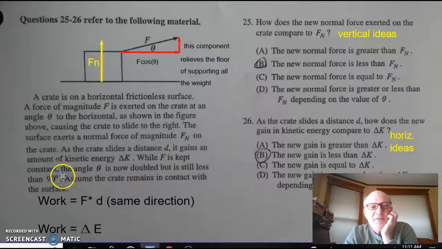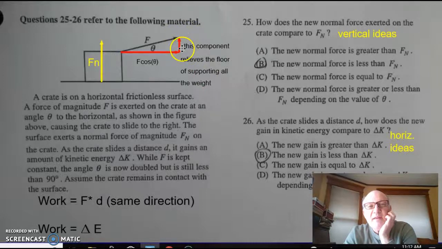Now, F is kept the same, but the angle is now doubled, but it's still less than 90 degrees. So this angle theta is going to increase, and they're asking us to think about the implications of that. Okay, so this crate is on the floor, the weight is directed downward, the normal force is the supporting force of the floor, and the pulling force is F, and I'm showing F now broken up into two components. A component to the right that we'll call F times the cosine of theta, and then a vertical component, which is going to relieve the floor of supporting all the weight.